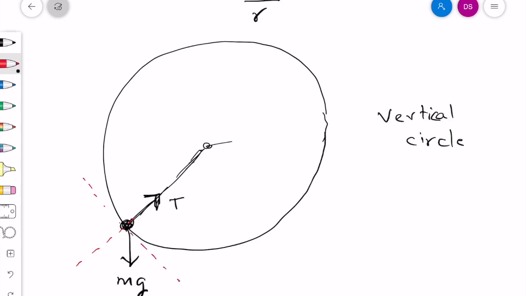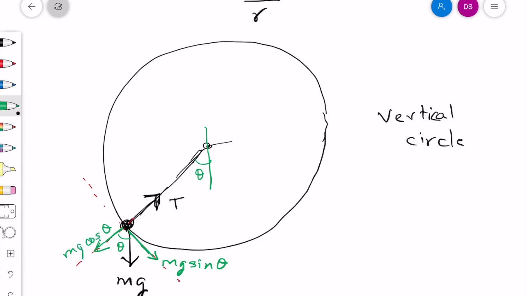So we're going to break up the forces in these two directions. Now the tension is already in the radial direction, so nothing to do there. The mg is not along our two axes, so we need to make one component in the tangential direction like this and another component in the radial direction like that. And let's say that this angle is theta. So that would mean by geometry this angle is also theta. And so this component would be mg sine theta, and this component would be mg cosine theta.